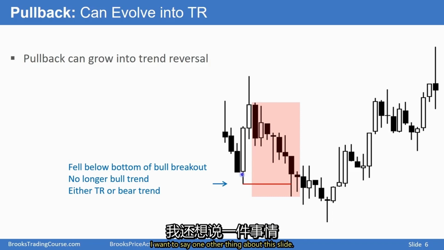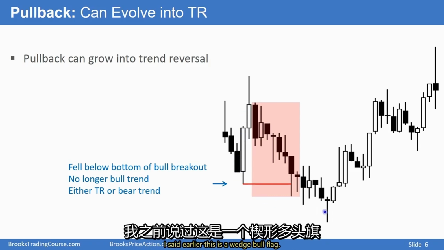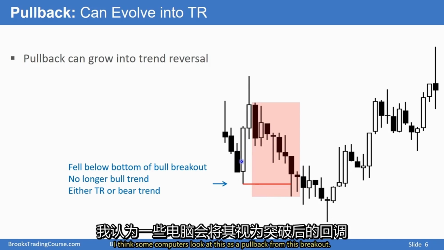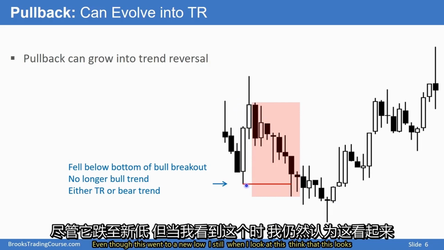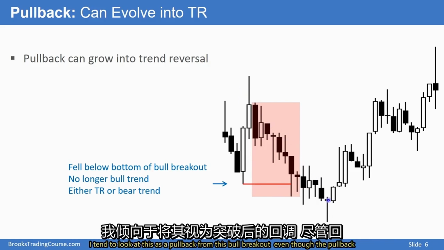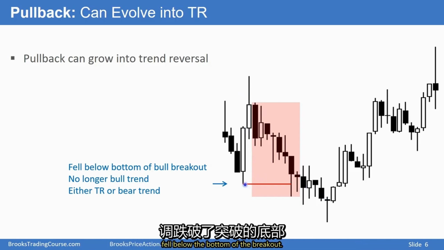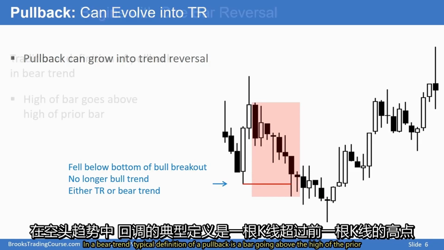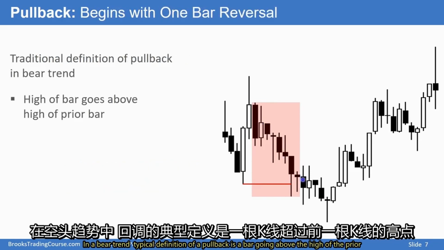I want to say one other thing about this slide. I said earlier this is a wedge bull flag. I think some computers look at this as a pullback from this breakout. Even though this went to a new low, I still, when I look at this, think that this looks like a weaker bear trend than this does a strong bull trend. I tend to look at this as a pullback from this bull breakout, even though the pullback fell below the bottom of the breakout.